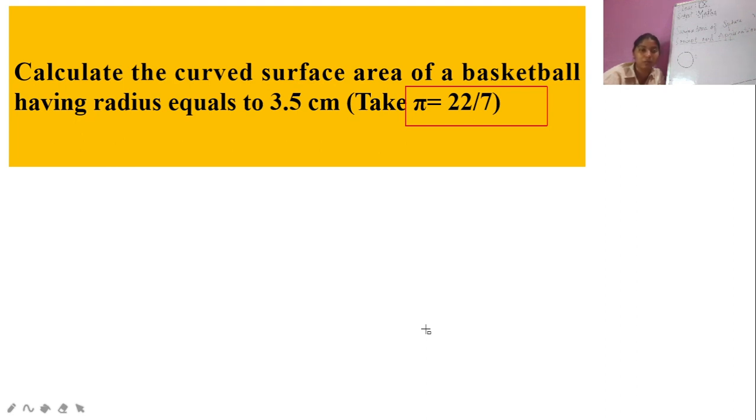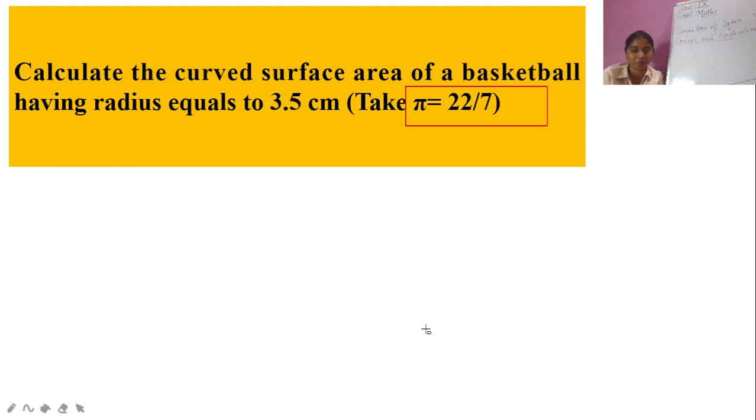So that way you will easily find out what's the correct answer for that. Okay, so let's do it. So how will you proceed with this? What is the curved surface area of a basketball? So students, the question arises: do we know the curved surface area of a basketball, or what kind of shape is a basketball?